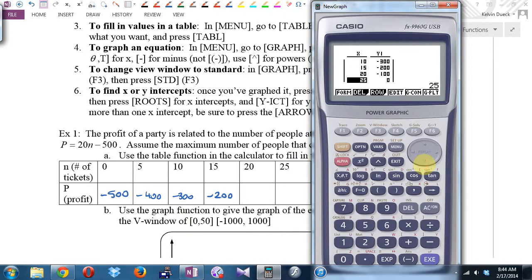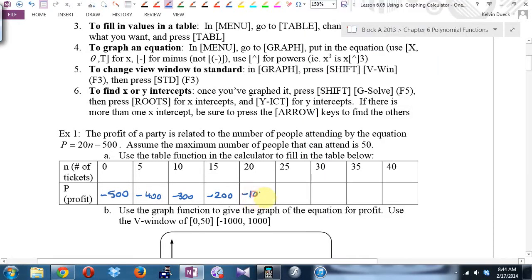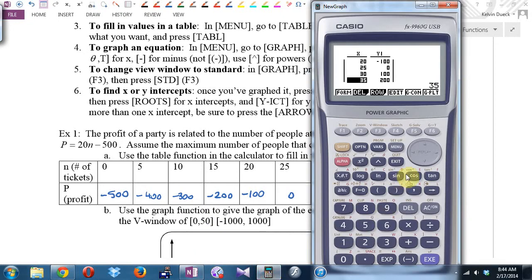I guess I can go down arrow. 20, negative 100. 0, and I guess I could also spot a pattern. 100, 200, 300. Is that right, Mr. Dueck? Yeah.